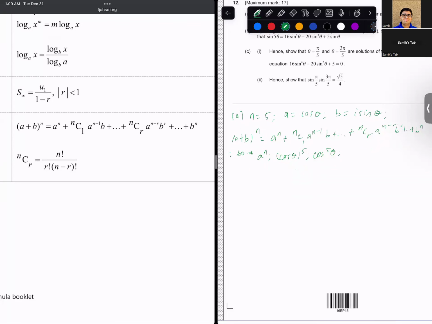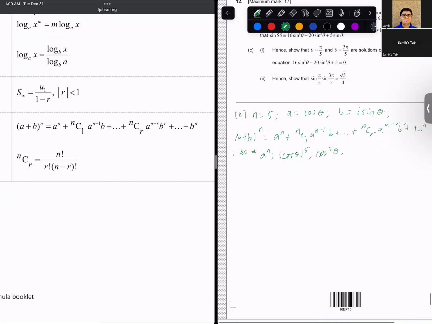This is going to be nC1, so the nC1 a^(n-1) b term, that will be 5C1, and we have cos^4 theta times i sine of theta, which will become 5i cos^4 theta sine theta.